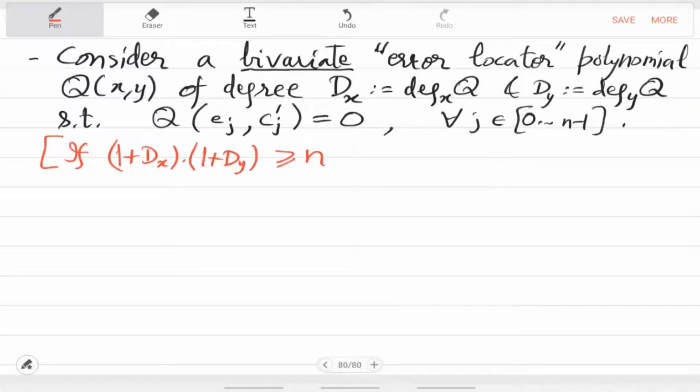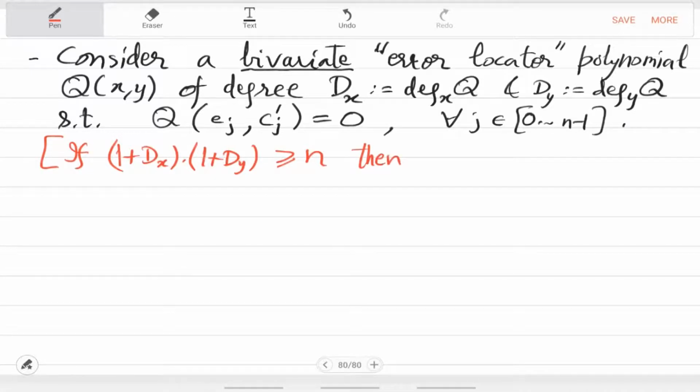Why is that? So, how many unknowns are there in Q? It's this 1 plus dx times 1 plus dy. It's a bivariate polynomial of these respective individual degrees. So, that many unknowns, and clearly in those unknowns this system is a linear system. So, as long as the unknowns are more than the constraints. Also observe that this is a homogeneous linear system, right. So, there is no question of infeasibility. So, just by numbers of unknowns, you are guaranteed a solution. So, this essentially dx times dy should be at least n, and then Q definitely exists.